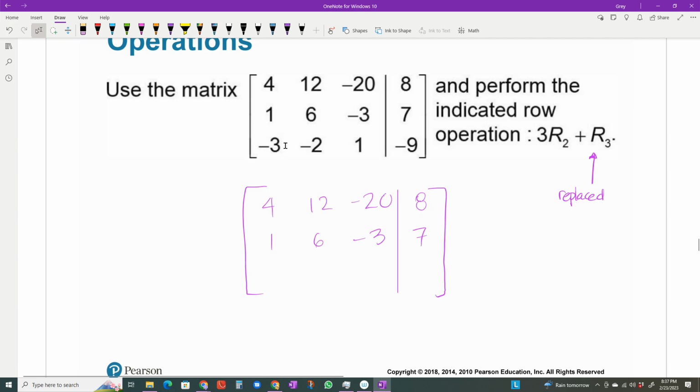Now, I've got to do, and this is mental math, or if you need your calculator, 3 times this number plus that number. Well, 3 plus negative 3 is 0. 3 times 6 is 18. 18 plus negative 2 is 16. 3 times negative 3 is negative 9. Negative 9 plus 1 is negative 8. And 3 times 7 is 21, and 21 plus negative 9 is 12. So that's what that looks like.